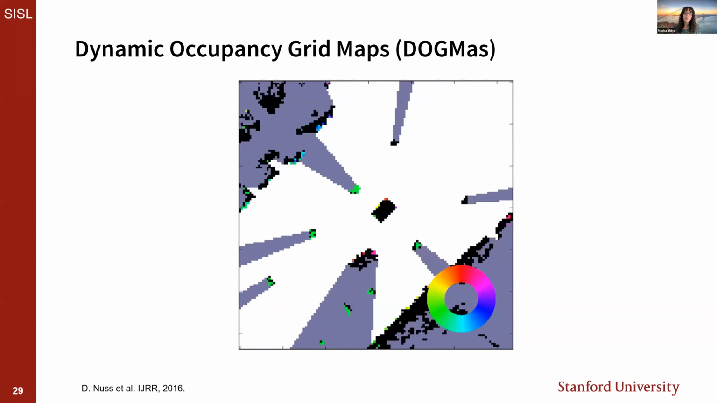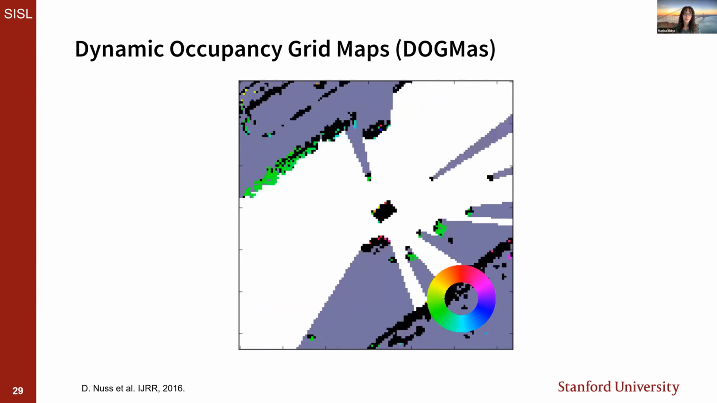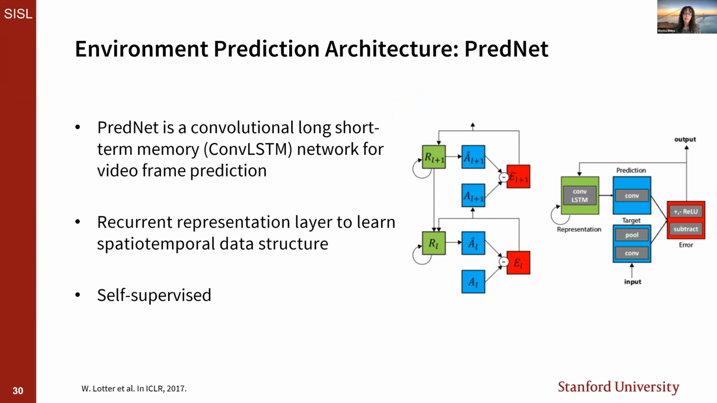We note that due to computational limitations, only a part of the environment was covered in particles. We use the PredNet architecture by Lotter et al. for our environment prediction model, which was originally designed for video frame prediction. It contains a recurrent convolutional long short-term memory layer in order to learn the spatiotemporal data structure.